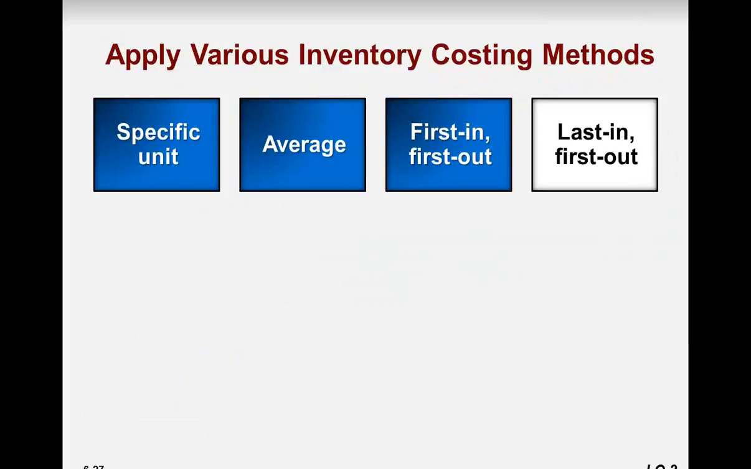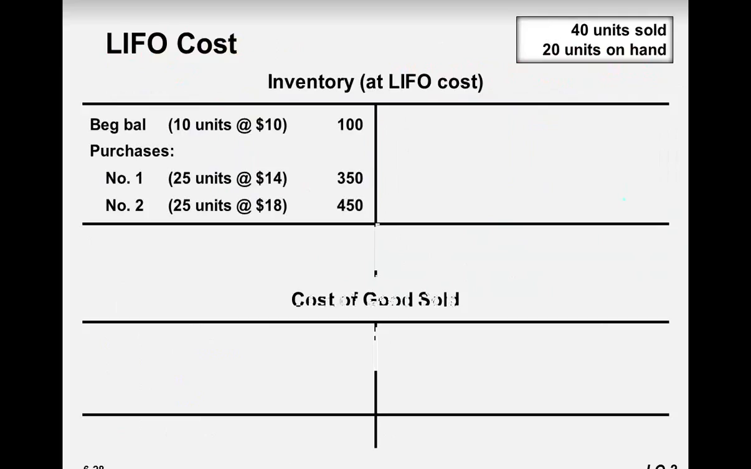And then LIFO costing is the opposite of FIFO. The last costs in inventory go to cost of goods sold first. So the most recently purchased items are assumed to be the first ones sold, and our oldest costs are in ending inventory. In periods of rising prices, this causes a huge difference in your sales, or not your sales, but your cost of goods sold and your ending inventory on your financial statements.